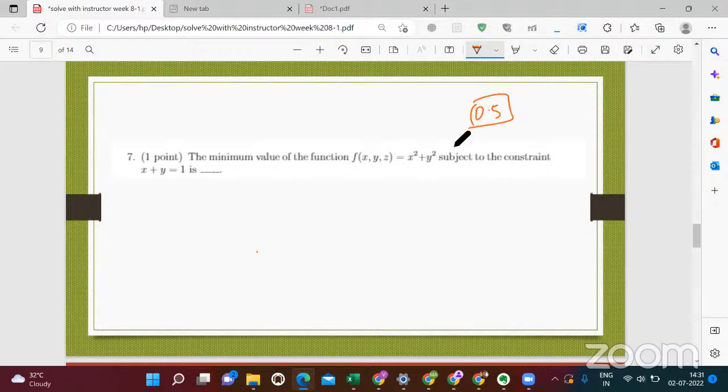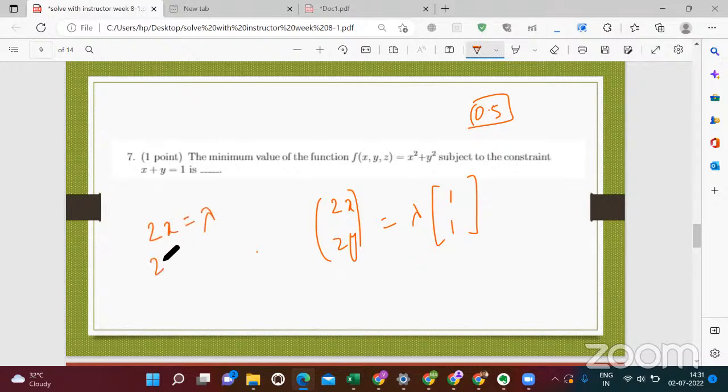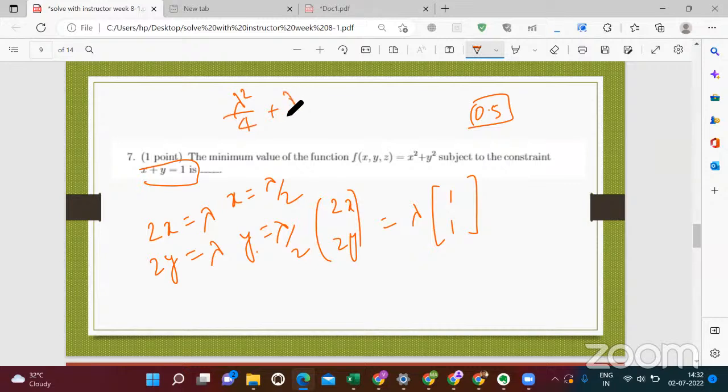So if you solve it, you're getting 0.5. Okay. So you can just solve this: 2x and 2y equals lambda times what you're getting? 1, 1. Yeah. Okay. So what you're getting from here is 2x equals lambda and 2y equals lambda, right? So x equals lambda by 2 and y also equals lambda by 2. So you can just put it in any of the equations. Lambda square by 4 plus lambda square by 4. Sorry, you need to put it here.